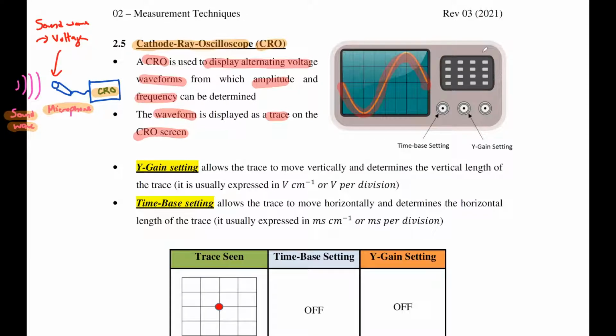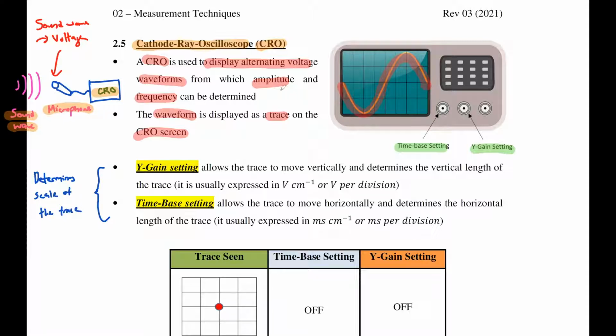There are two important settings to know for a CRO, which are the time-base setting and the Y-gain setting. Together, they will determine how big the trace will look on the screen. In other words, it determines the scale of the trace.